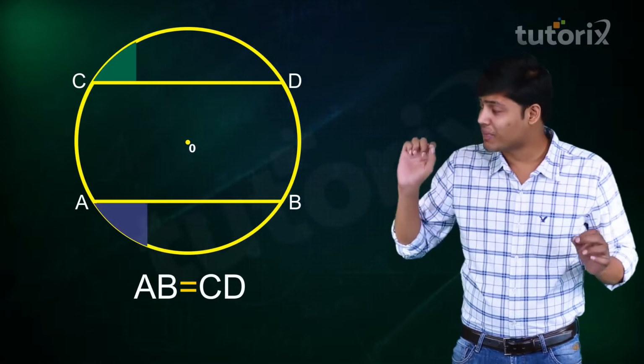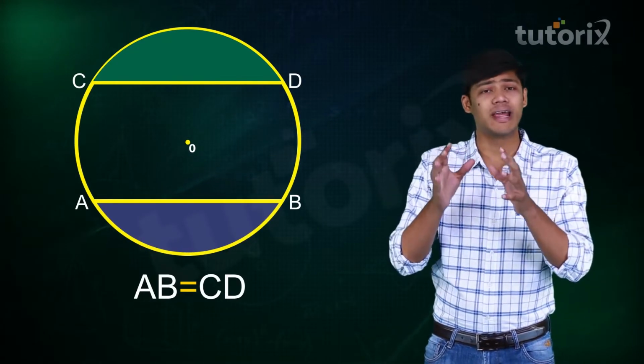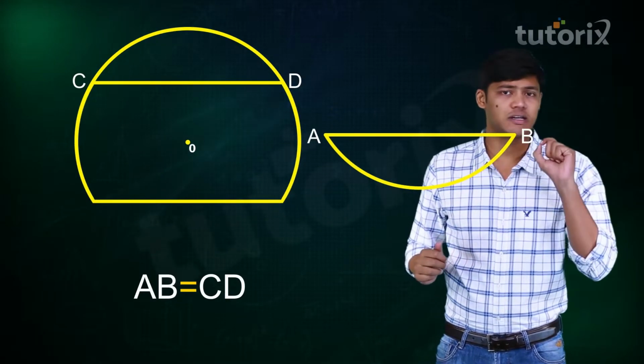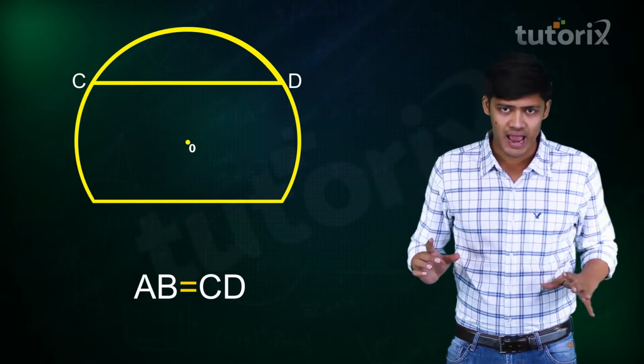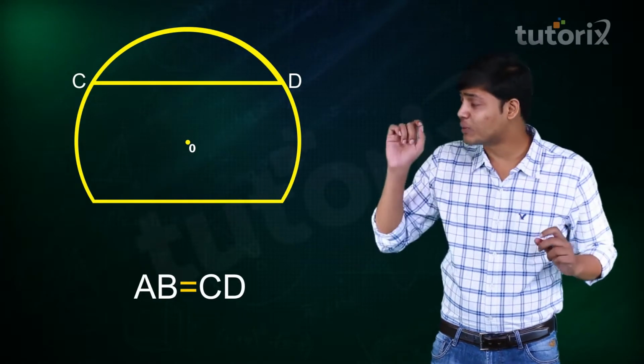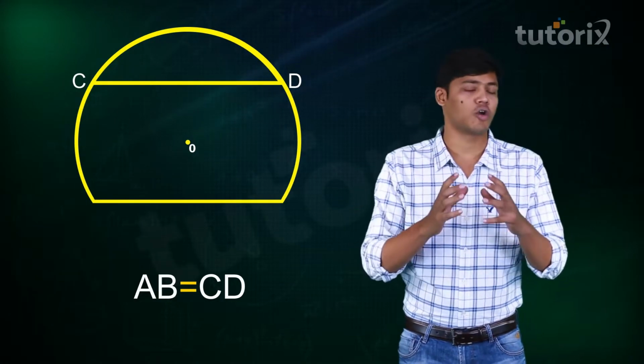We'll cut the minor segment formed by the chord AB and try to paste it on the minor segment formed by the chord CD and see whether it will exactly fit in or not.